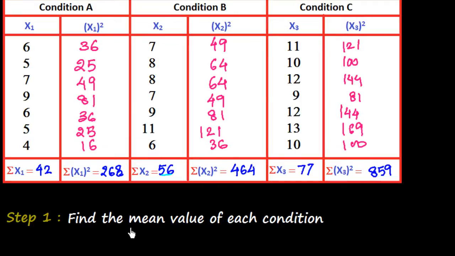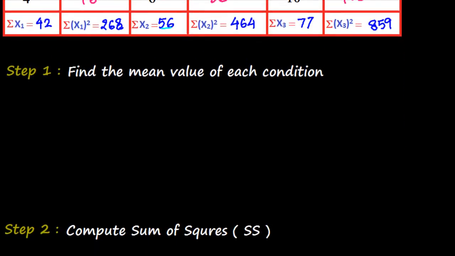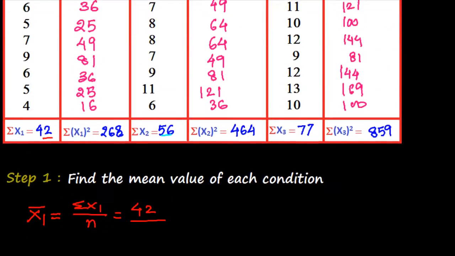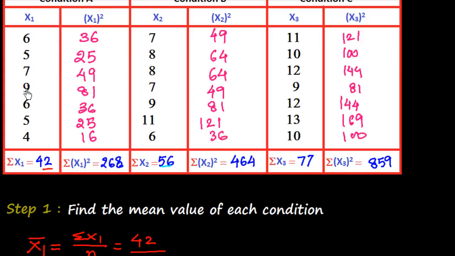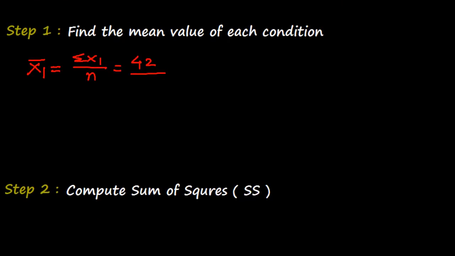Now we find the mean value of each condition. First we find the mean value of x1. So x1 bar is equal to summation of x1 over n. Summation of x1, look here, is 42, and the total number of observations in each group is 7. Look here, 1 2 3 4 5 6 7. So we have 7 observations here, and we write down 7.